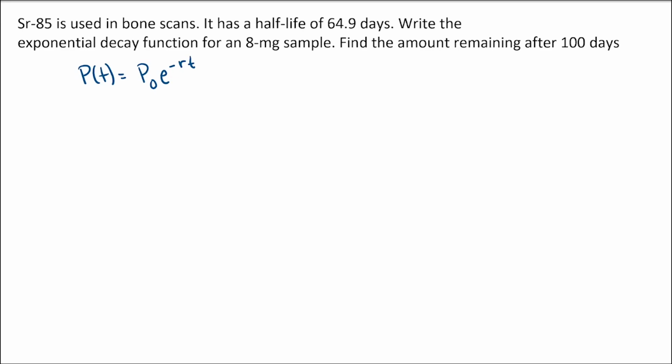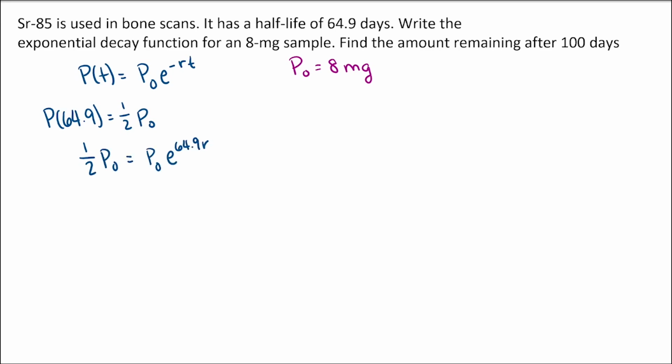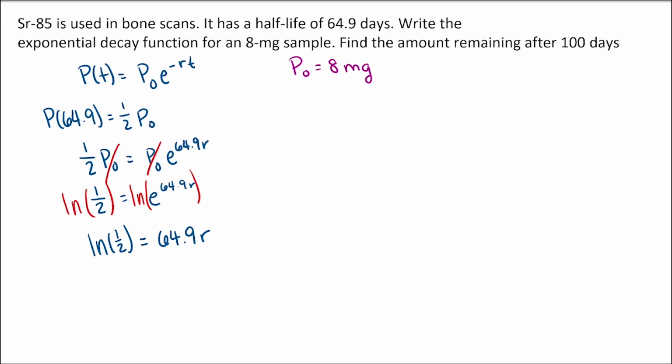And we need to find our rate of decay. We know the half-life is after 64.9 days. We can find our rate using the half-life. 1/2 of P0 is equal to P0 e to the r times 64.9. Our P0's cancel, so 1/2 equals e raised to the r times 64.9 power. Take the ln of both sides, and we get ln of 1/2 is equal to 64.9 r. Divide both sides by 64.9. Our rate is negative 0.0107, or about 1%.